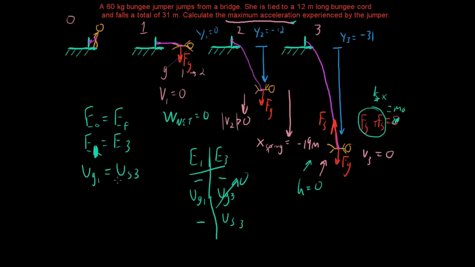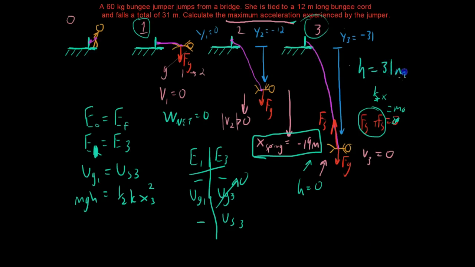You set your gravitational potential energy at 1 equal to the spring potential energy at 3. And we have mgh equals 1/2 k x3 squared. And here's where we have to keep track of some things. My x3, and I think I used y here. Well actually, y was the total distance. So my x for the spring, I have that labeled here. That's going to be -19. The actual height through which we fall is going to be 31. So h equals 31 meters.